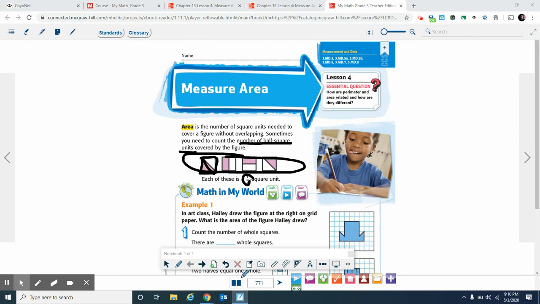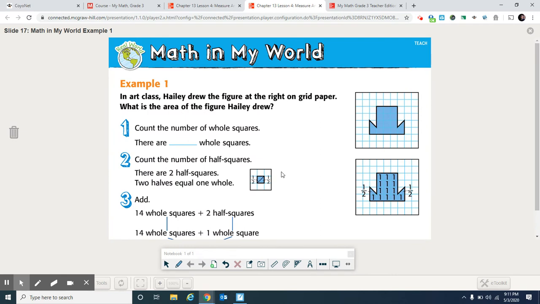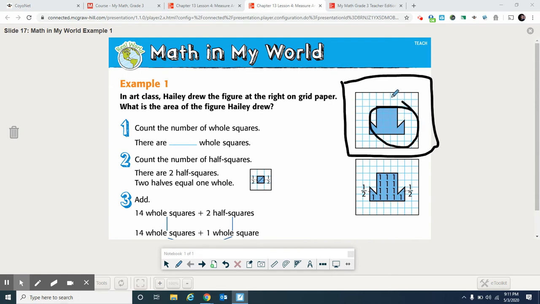Now in this topic, we'll be giving you examples of how to measure area. Ready? Okay, let's move on. So the first example is: in art class, Haley drew the figure at the right on grid paper. What is the area of the figure Haley drew? So this is the paper, and Haley's drawing is in here.